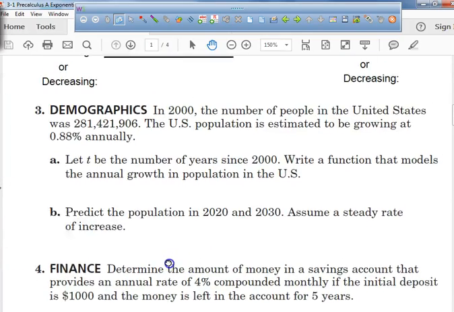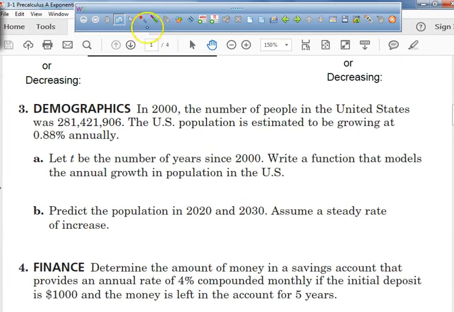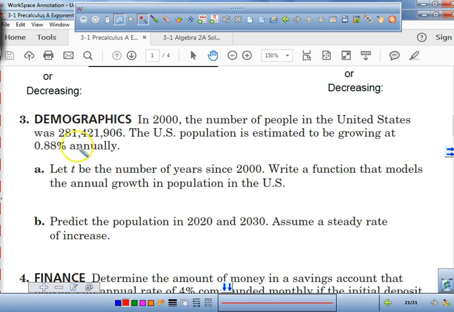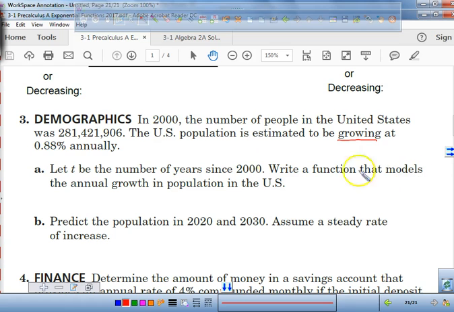All right, so we call number 3. In 2000, the number of people in the United States was 281 million. The U.S. population is estimated to be growing at 0.88% annually. It says, let t be the number of years since 2000. Write a function that models the annual growth in population in the United States. So look at all of your formulas on your sheet, and which formula do you think best fits number 3?